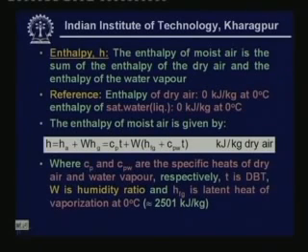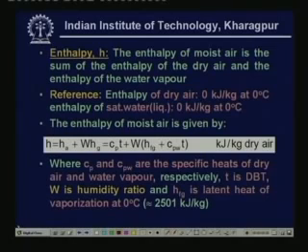So the enthalpy of moist air is given by h = ha + W hg. Here ha is an intensive property, so the unit is kilojoule per kg of dry air. Everything is in terms of kg of dry air. ha is the contribution of the dry air part, and it is nothing but the enthalpy of the dry air. W hg is the contribution of the water vapor, where hg is the enthalpy of the water vapor and W is the humidity ratio. So the first term takes care of the contribution of the dry air, and the second term takes care of the contribution of water vapor.